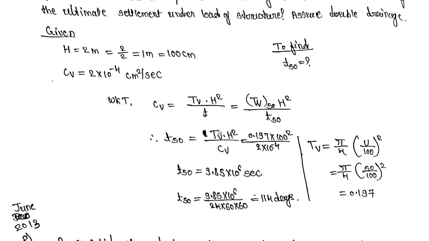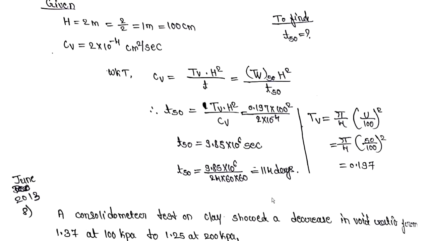But you have to make sure of one thing, that we are calculating it for half the ultimate settlement, meaning for 50% of the consolidation, which is going to happen only when the consolidation is 50%. So T50 is equal to Tv into h square divided by Cv, which is going to give us 9.85 into 10 to the power 6 seconds. So in days it is 114 days.